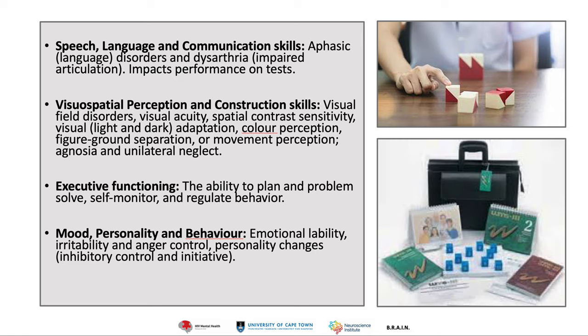Mood, personality, and behavior. When regions of the brain responsible for emotional processing and emotional control are damaged, it may result in emotional lability, irritability, anger control, or personality changes. People who are disinhibited, more impulsive, and emotionally labile, or those who are unable to initiate activity in the same way as before, are most frequently described as having a changed personality.